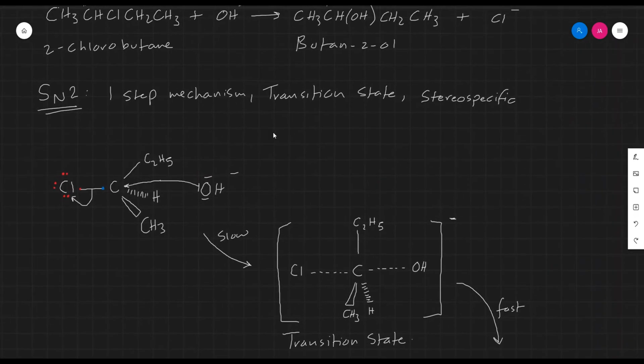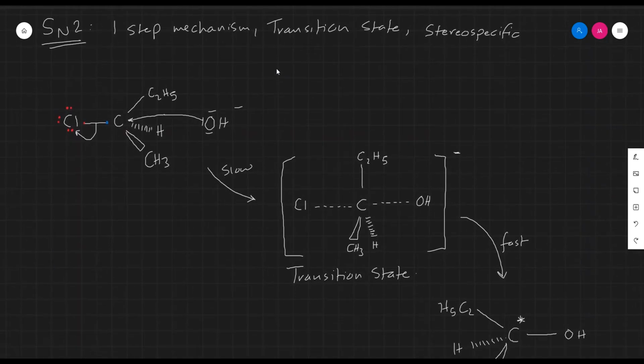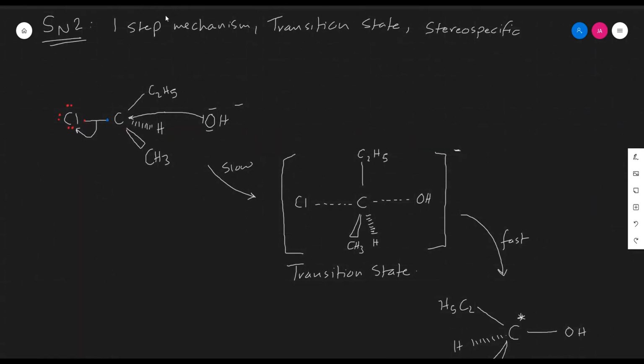I would start by drawing an SN2 mechanism. Just a quick recap, the SN2 mechanism is a one-step mechanism which involves the formation of a transition state that has a high activation energy and is a stereospecific reaction, meaning this reaction will only produce one enantiomer of this molecule. As you can see here, this is my chiral carbon right here, denoted with an asterisk.